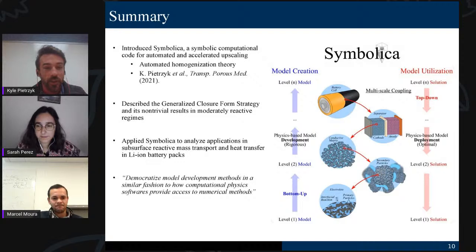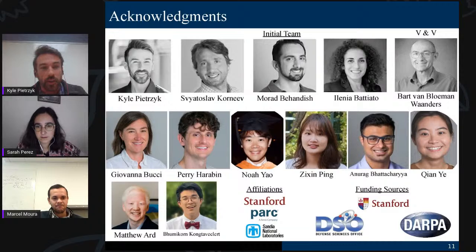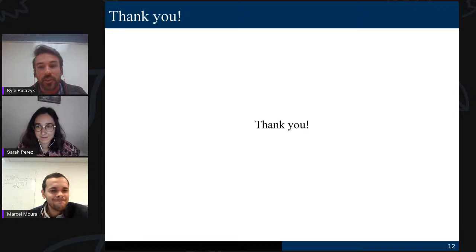And the whole idea of Symbolica is to democratize these model development methods in a similar fashion to how computational physics software provides access to numerical methods. And so with that, I'd like to acknowledge the team that's been either using Symbolica directly or using the results of Symbolica. And with that, I thank you and look forward to your questions.